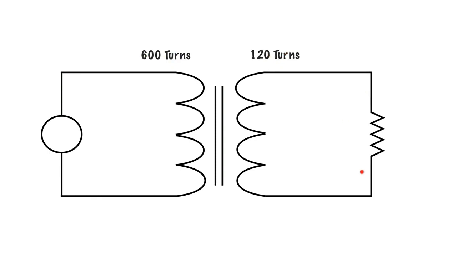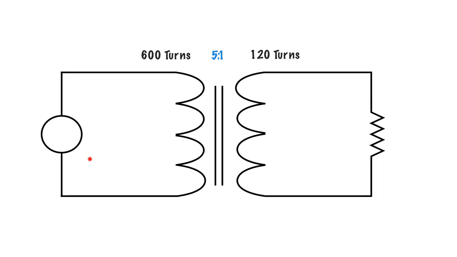Say that this is the source of voltage. If I still had a 120 turns to 600 turn transformer, being a step-up transformer, I would still go 600 divided by 120 to get what is called my turns ratio. So my turns ratio in this case is 600 divided by 120, which gets me a turns ratio of 5 to 1.